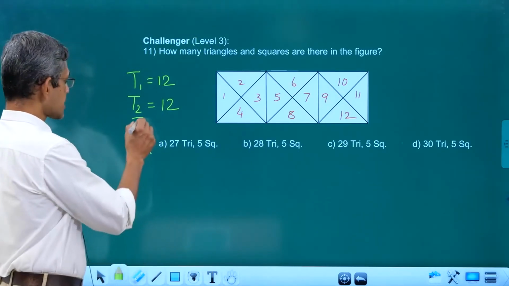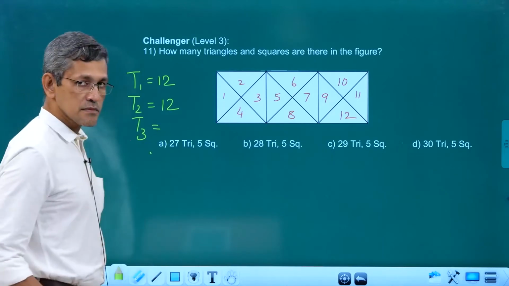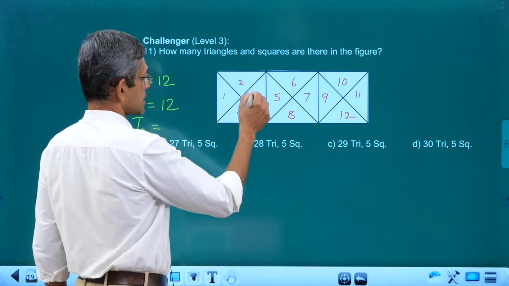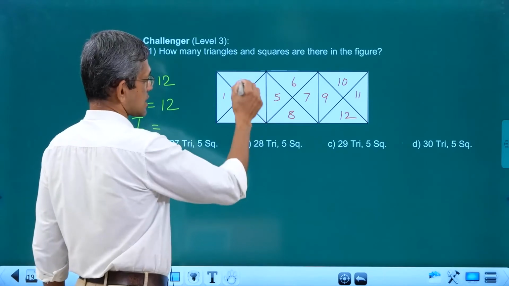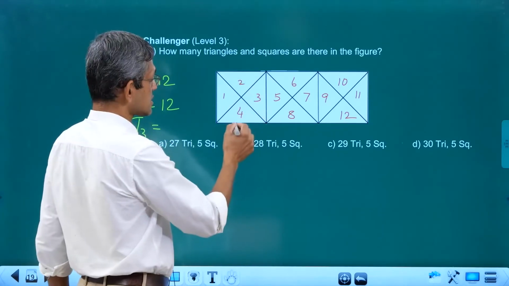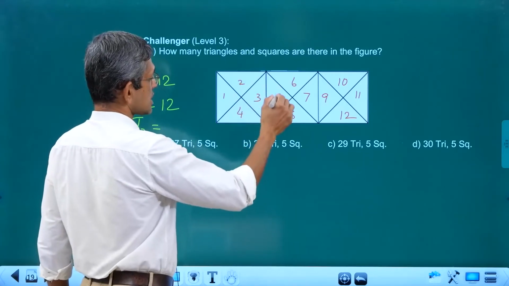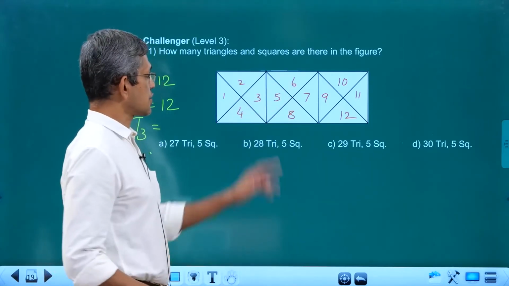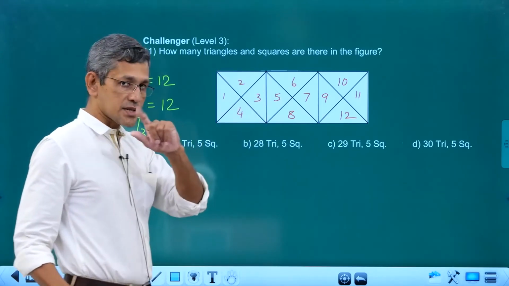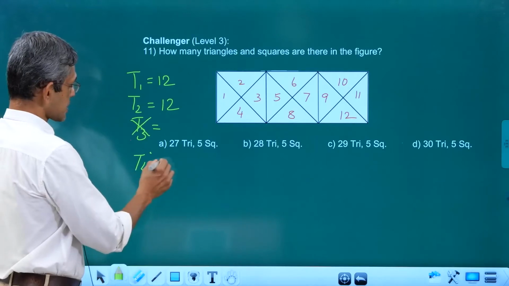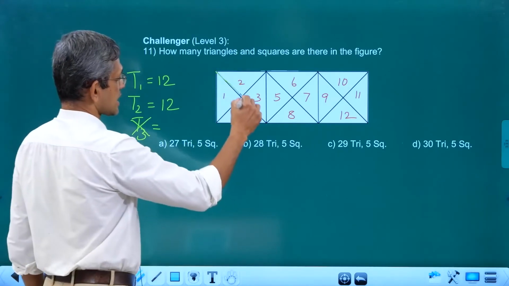Well, if it is 3 triangles at a time, let's say 2, 3, and 4, that's not a triangle. 2, 3, 5 together, it's not a triangle. But if you take 2, 3, 5, and 6, that's a triangle. So it's not 3 pieces together but rather 4 pieces together. So with 4 pieces together, we have a triangle like this.